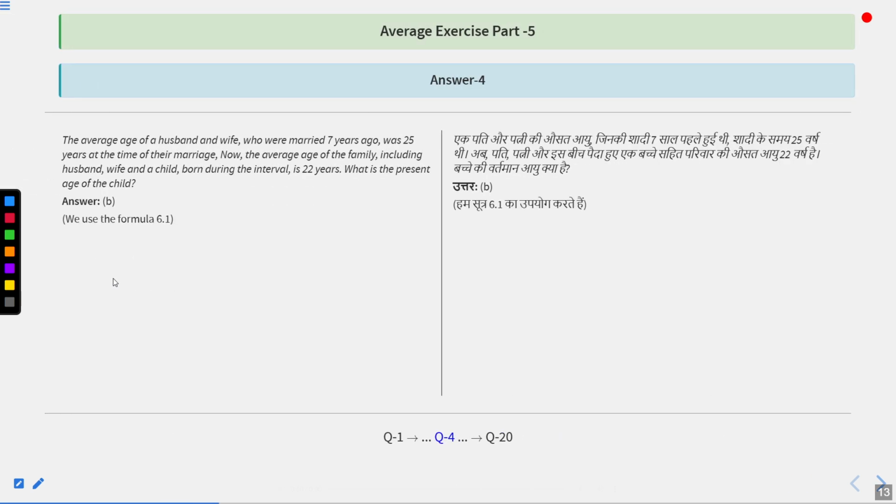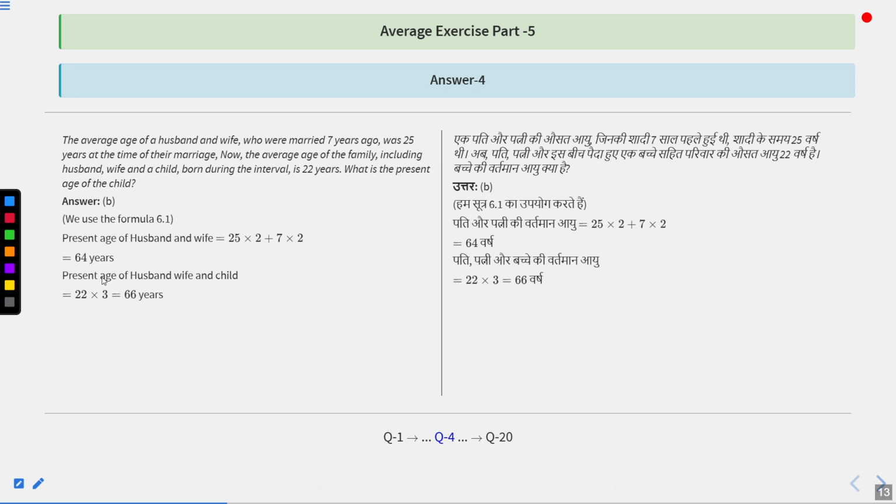Now, we are going to use formula 6.1. What will be the present age of husband and wife? We know that the average age of husband and wife 7 years ago was 25. So the total age becomes 25 into 2, which is 50, and we add 7 years multiplied by 2, because in present, both ages will have increased by 7 years. So it will become 64. Clear? So the present age of husband and wife is 64.